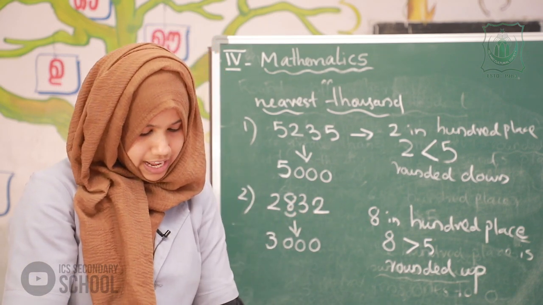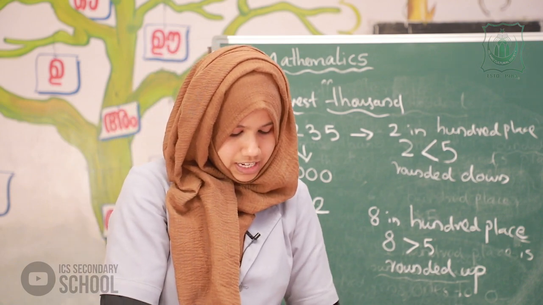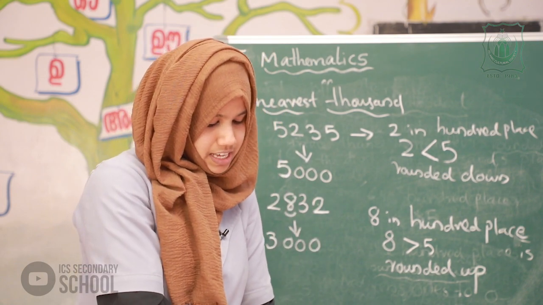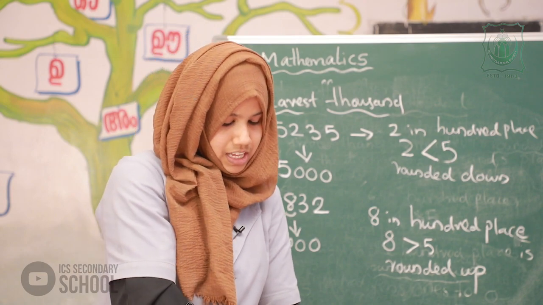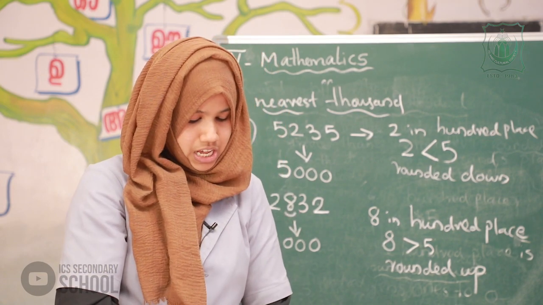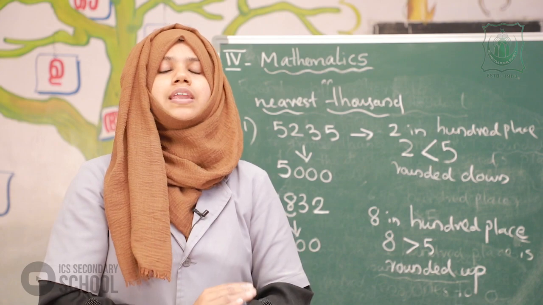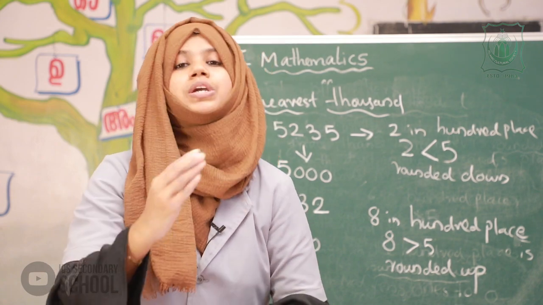Okay, so you have an activity, page number 66, exercise 6. You have to write the B and C questions. Each question has 4 numbers, and if you have any doubt you can contact me.